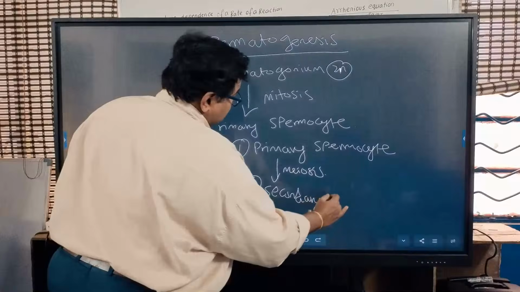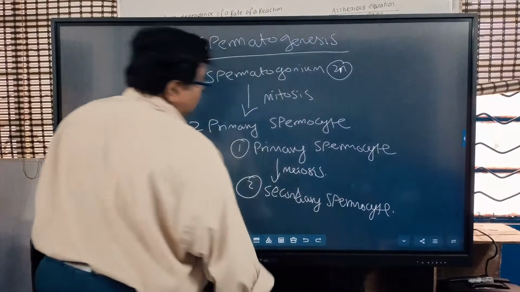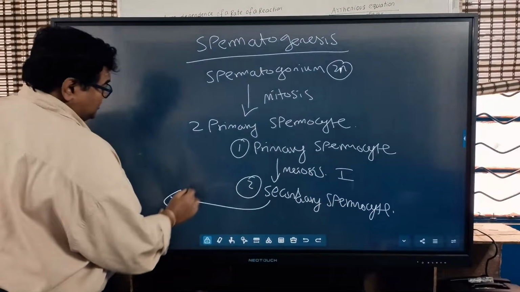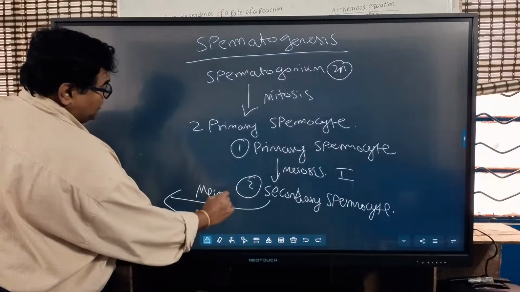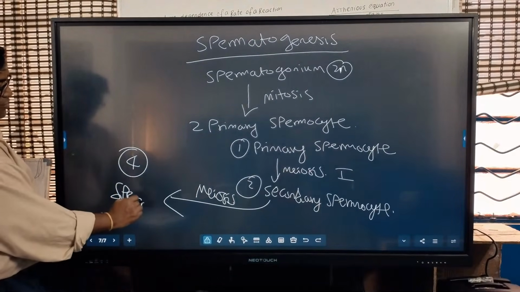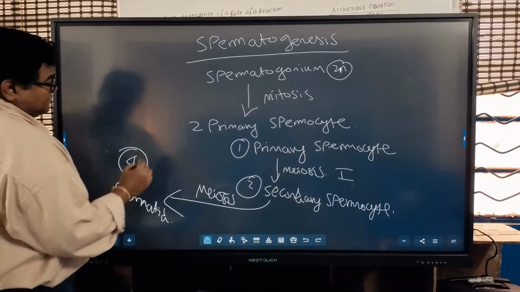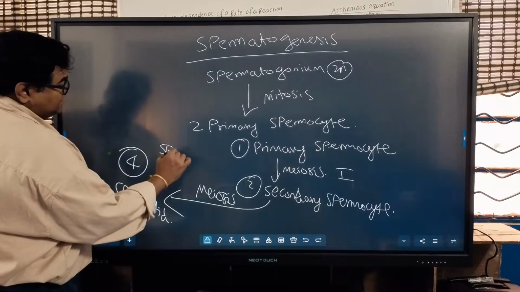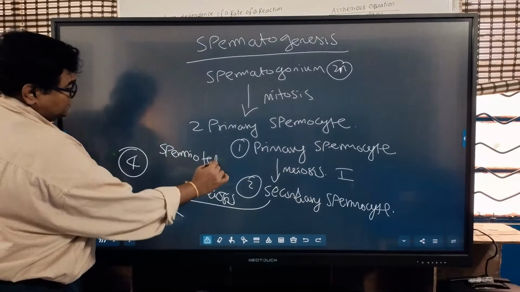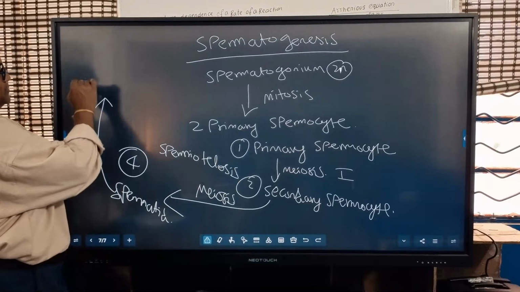When these 2 secondary spermatocytes undergo the meiosis 2 process, this being meiosis 1, they will be making 4 spermatids. We know very well the formation of the spermatid. These are not given in the NCERT textbook, but there is a chance of them being asked in the board exam. Spermiotelosis is nothing but the formation of spermatids. The spermatid then becomes spermatozoa.